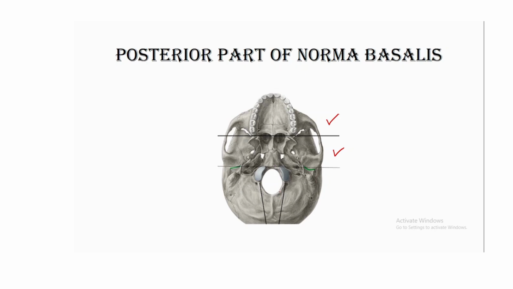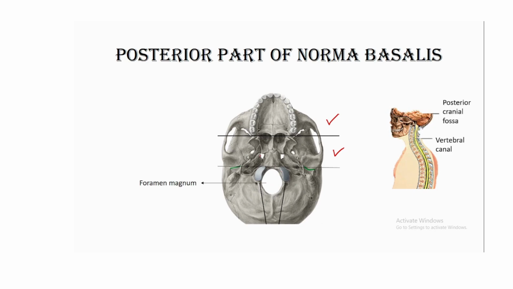In the median area of the posterior part of norma basalis, there are basically three important structures. First is the foramen magnum. This is the largest foramen in the skull base. It is roughly oval in shape and it is broader posteriorly as compared to anteriorly.